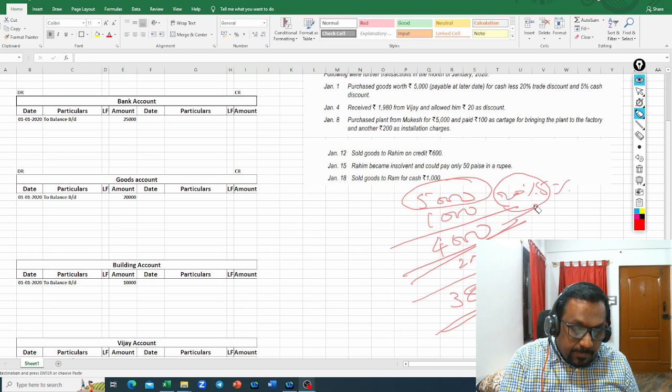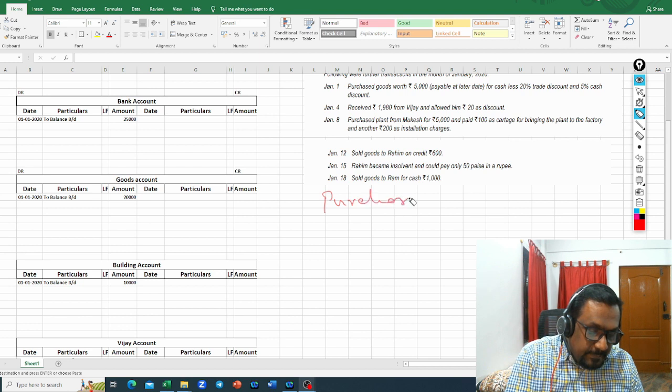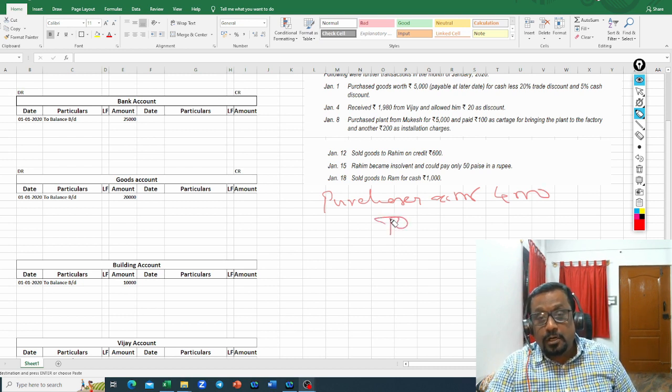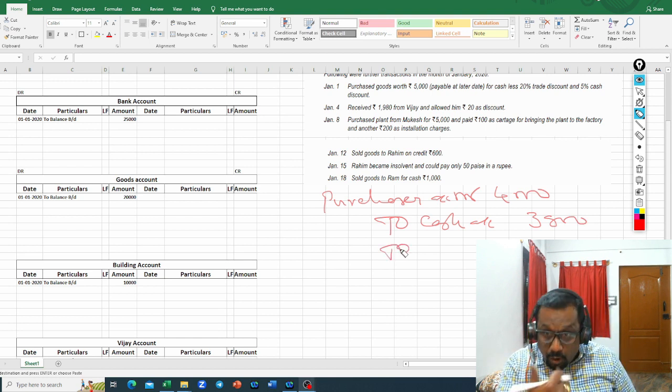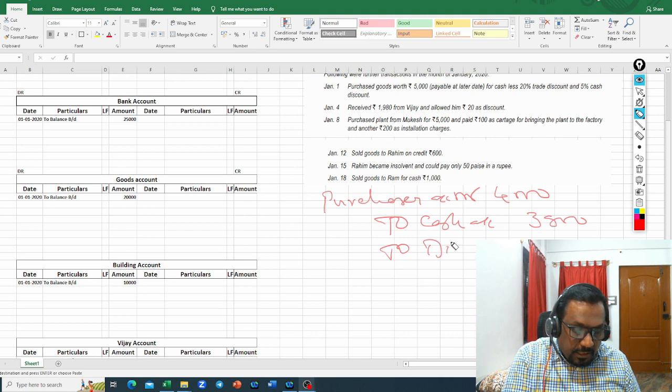Let me put that in entry mode. When we purchase goods, what we do? We debit purchases account 4,000, and we got 200 rupees discount. That means how much we paid? 3,800. So to cash account 3,800, and we got the discount of 200. That is an income. So discount account 200.